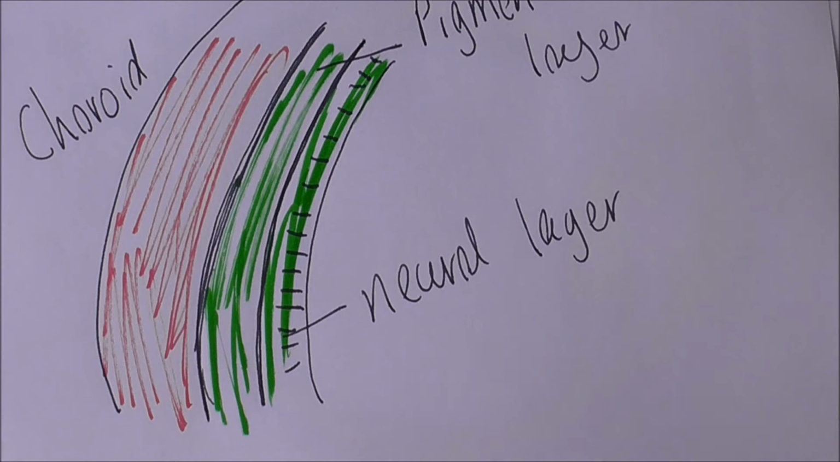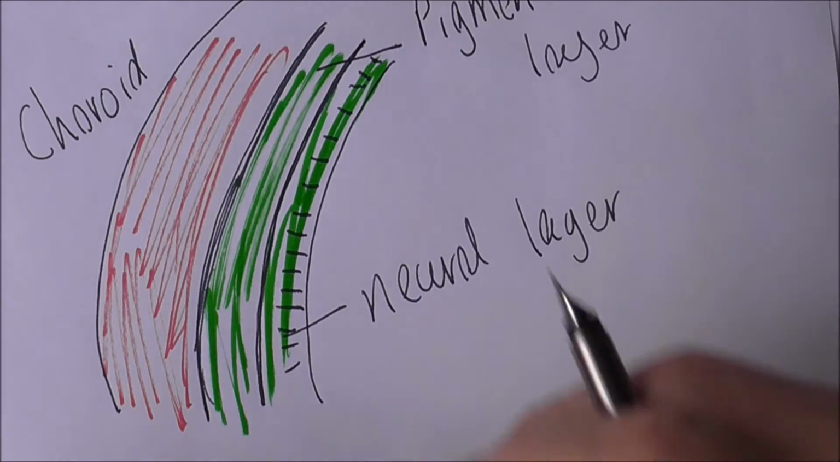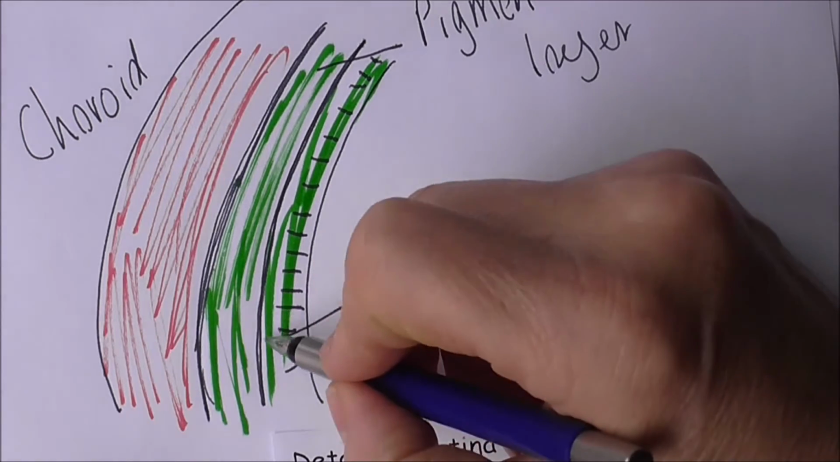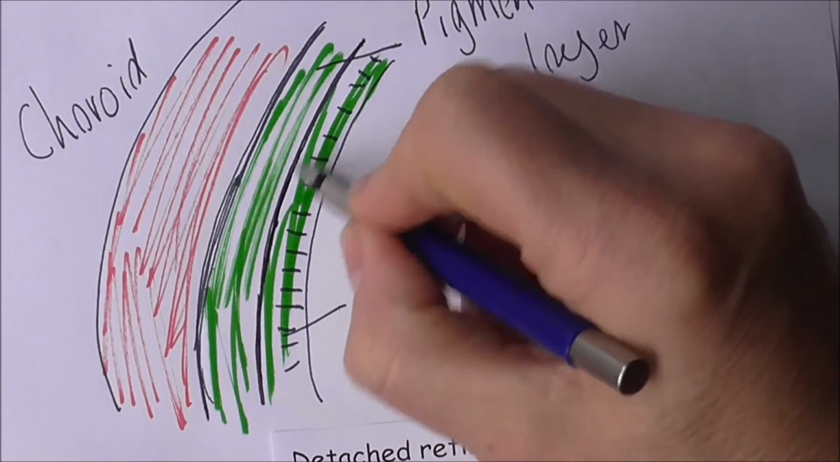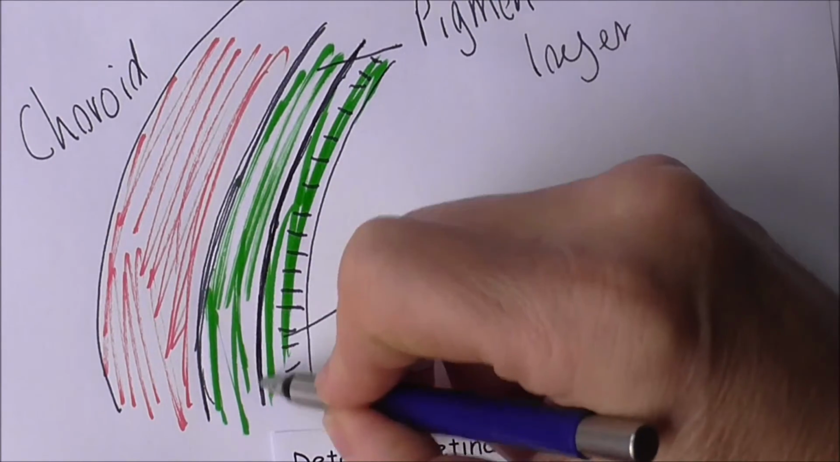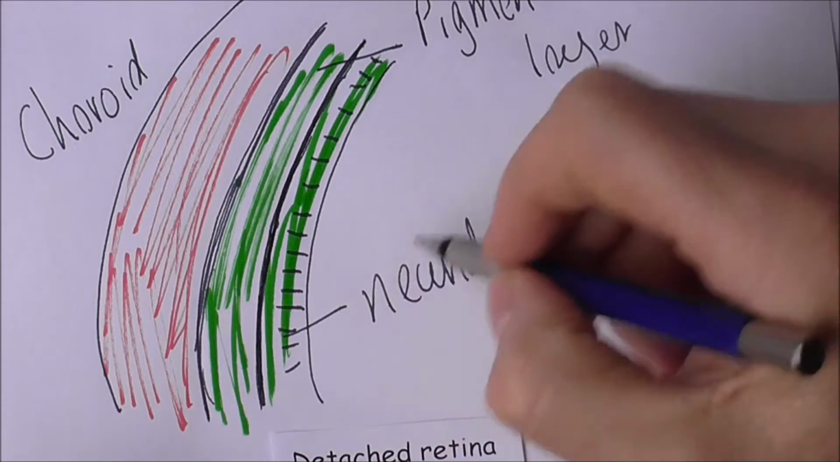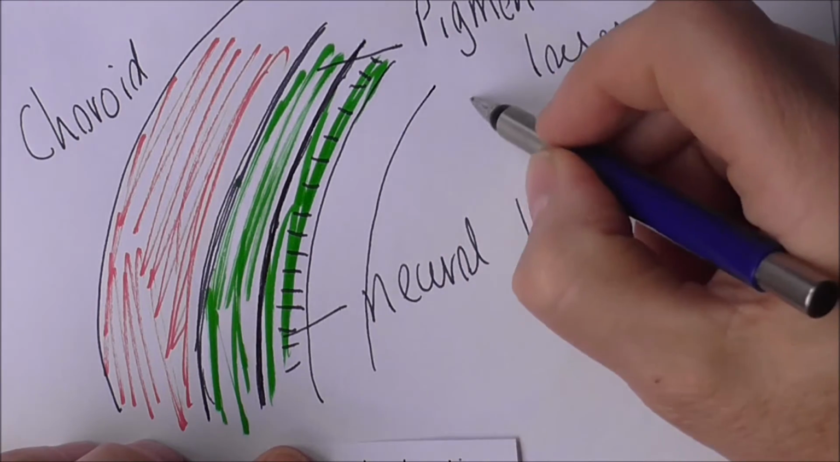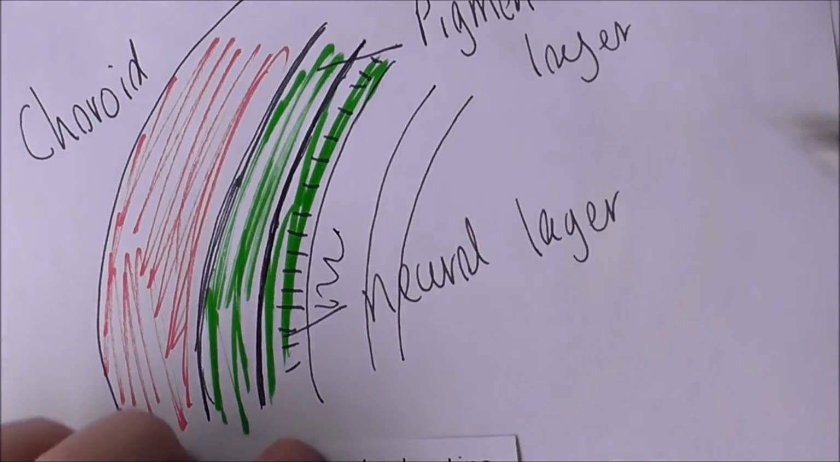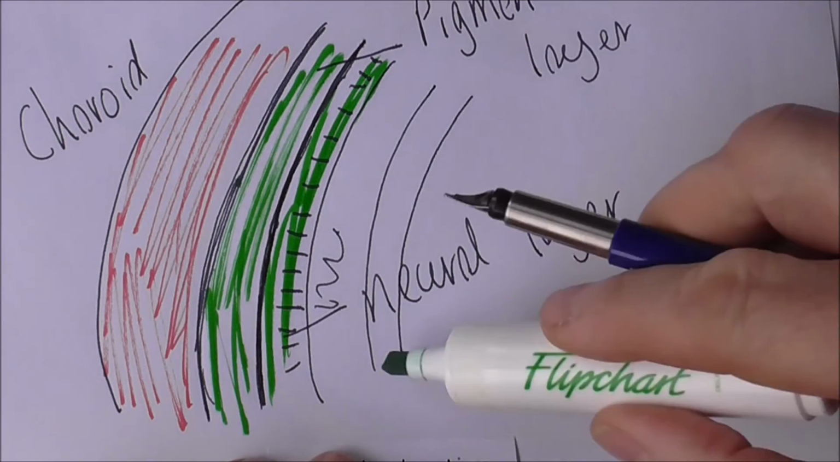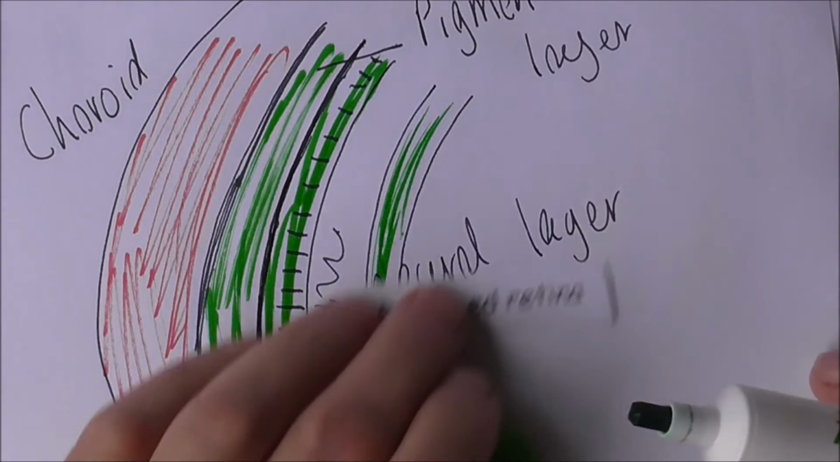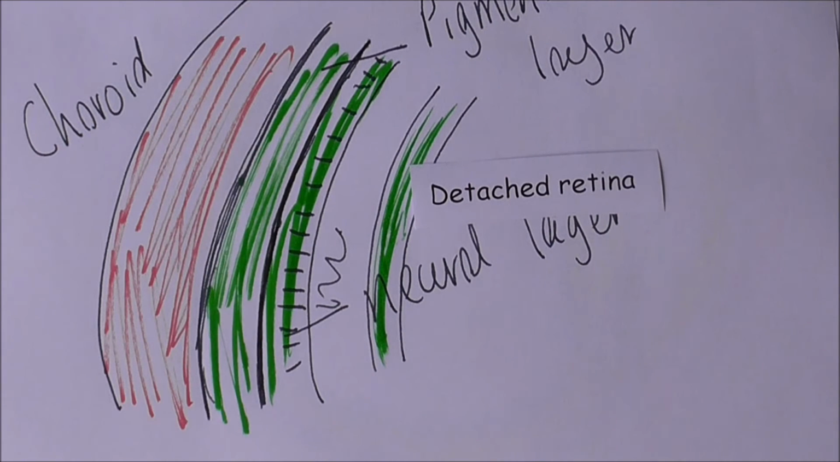And if you have a condition called a detached retina, what happens is that the visual layer separates from the pigmented layer. So this layer will separate, it will come away, and there will be a gap. That's the condition of detached retina. So detached retina is when the neural layer separates from the pigmented layer below. And of course that's an immediate sight-threatening condition that needs immediate medical attention.